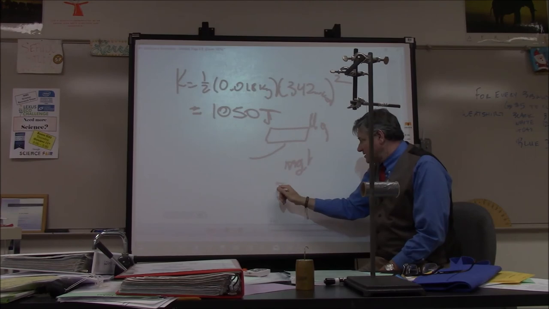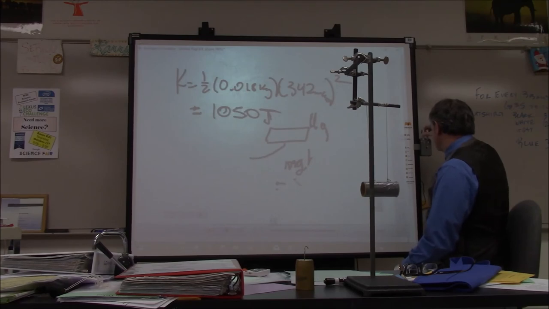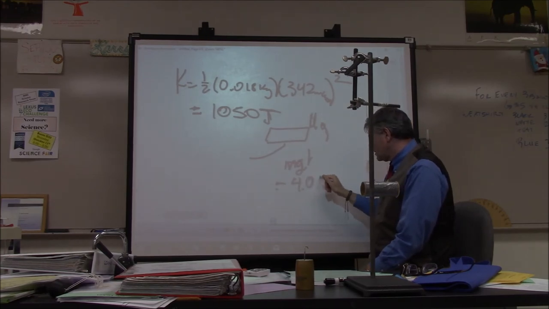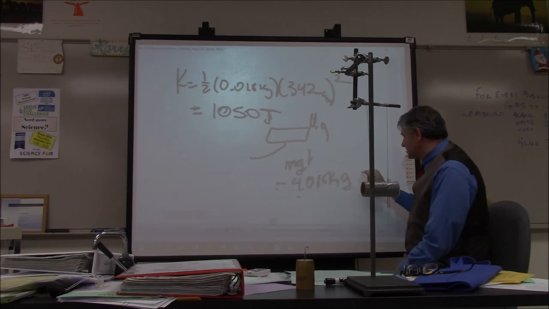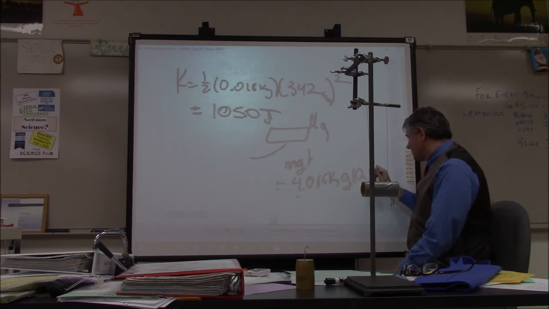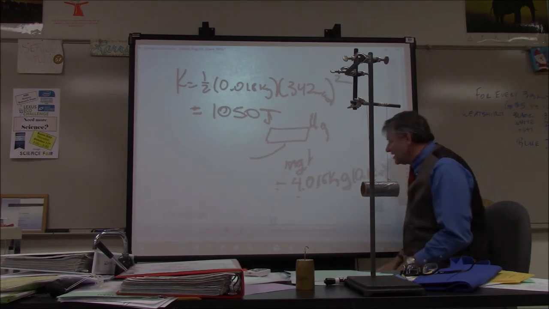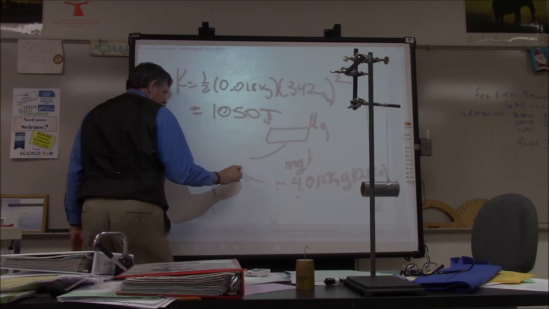So that's going to be that mass, which is... Would it be 0.018? Oh, let me read. Would it be 4.018 since it's the combined? Yep, 4.018 kilograms, times g, times, what was the height, 12 centimeters? Yeah, 0.12. Okay, so what do you get? 4.73. Yeah, 4.73, right?